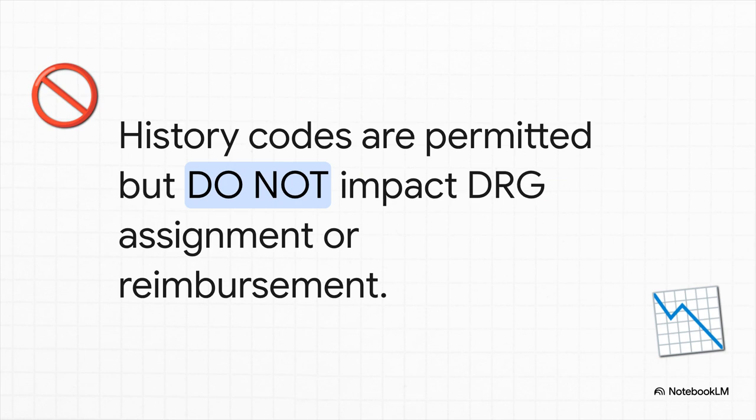Personal or family history codes, like Z80 for family history of cancer, are absolutely permitted if they're clinically relevant to the current stay. However, the crucial thing to remember is that they do not impact the DRG assignment, and they won't increase reimbursement. They are fantastic for painting a complete clinical picture for the doctors, but they aren't going to shift your DRG tier into a higher payment bracket.